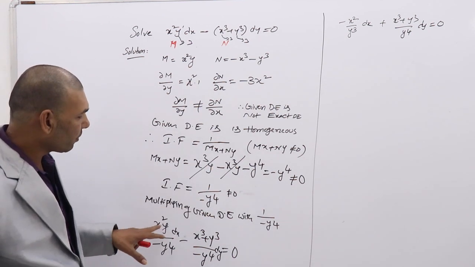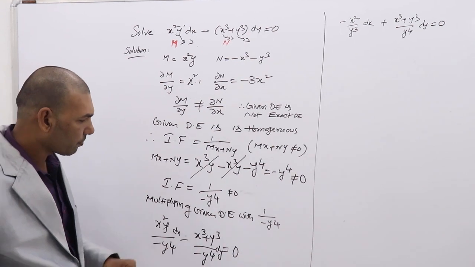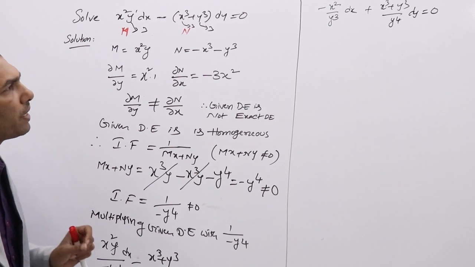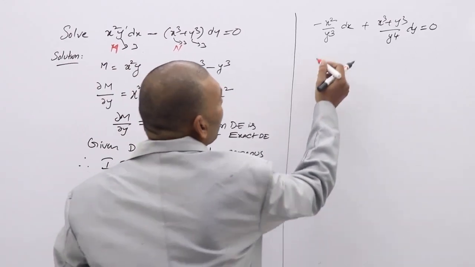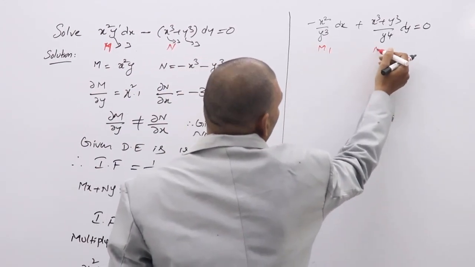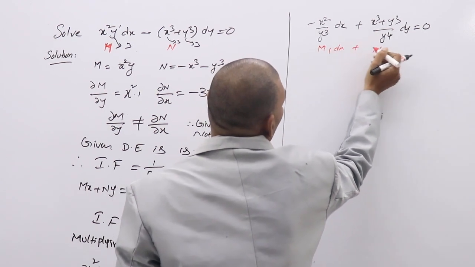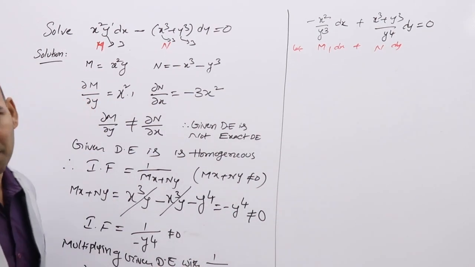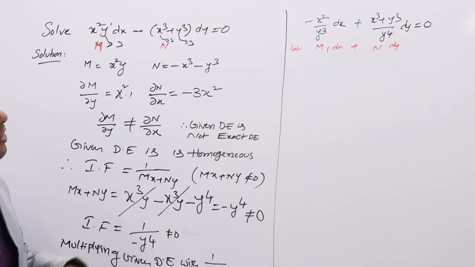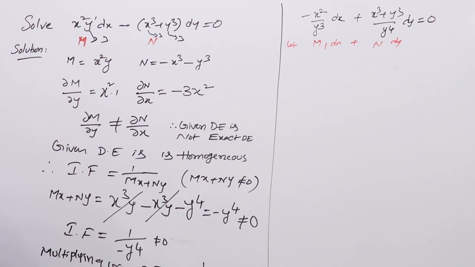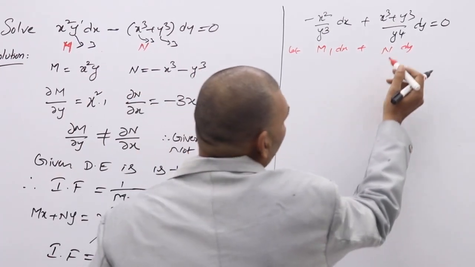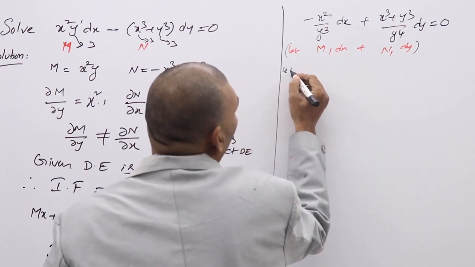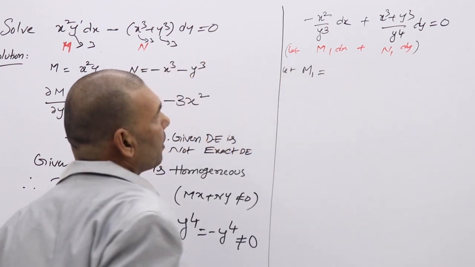After multiplying the given DE with the integrating factor, you will get a new differential equation which will be in the form M1 dx plus N1 dy. Let the DE we are assuming be M1 dx plus N1 dy. Now take M1. What is M1?